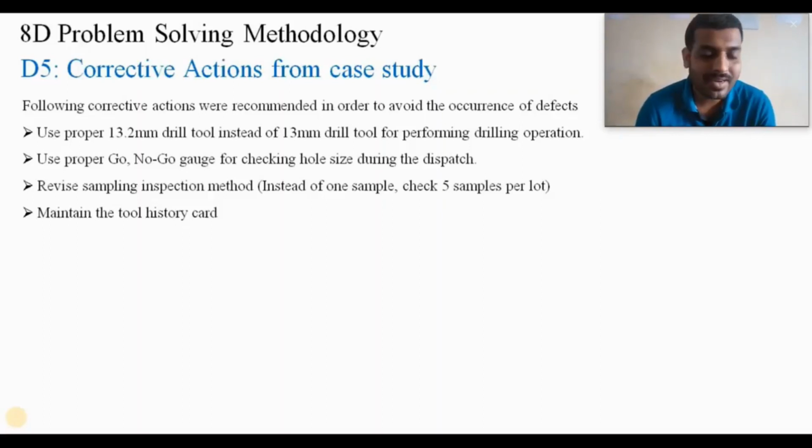Now we will move to the next slide. Here I have added one slide for mistake proofing principles, methods and devices.